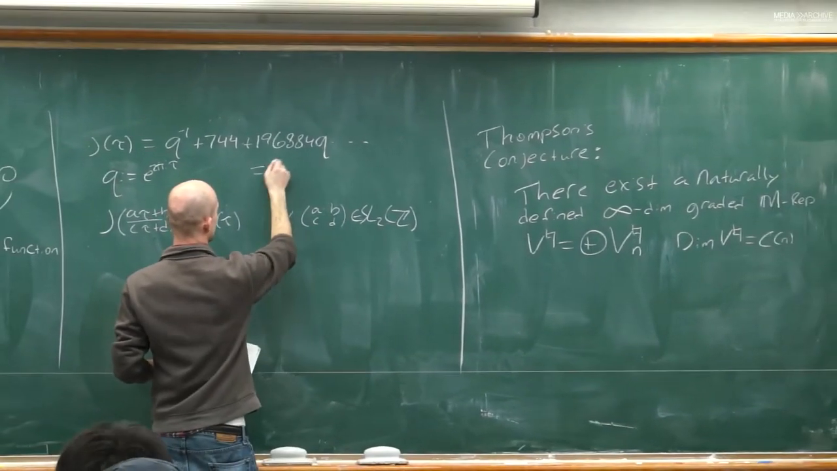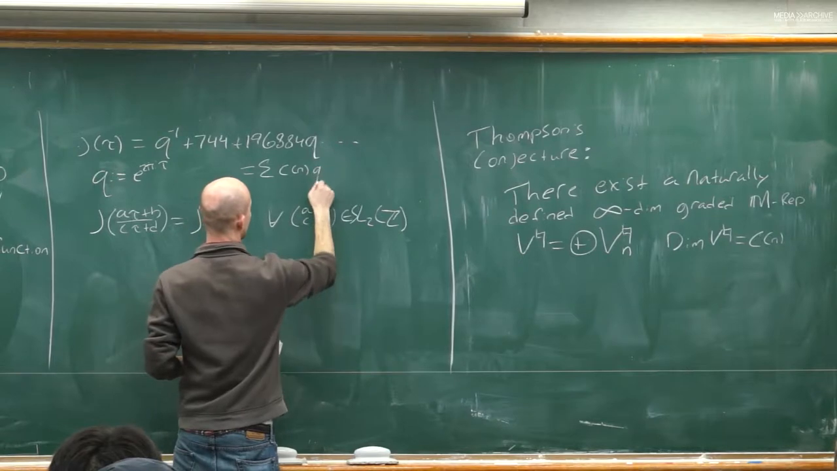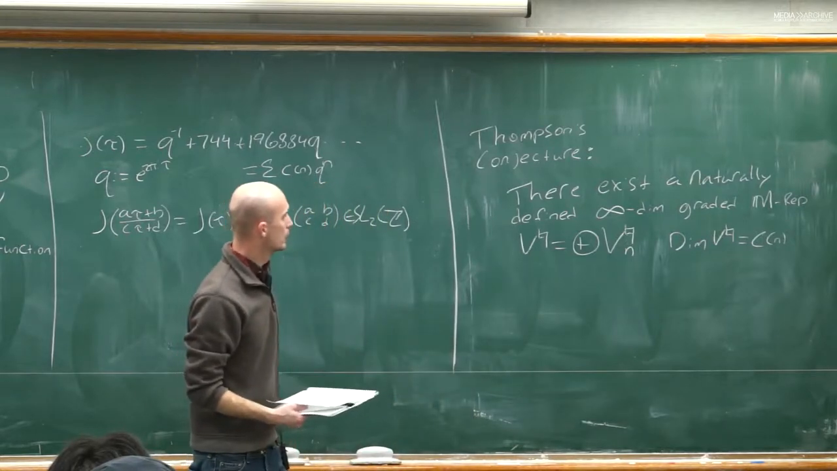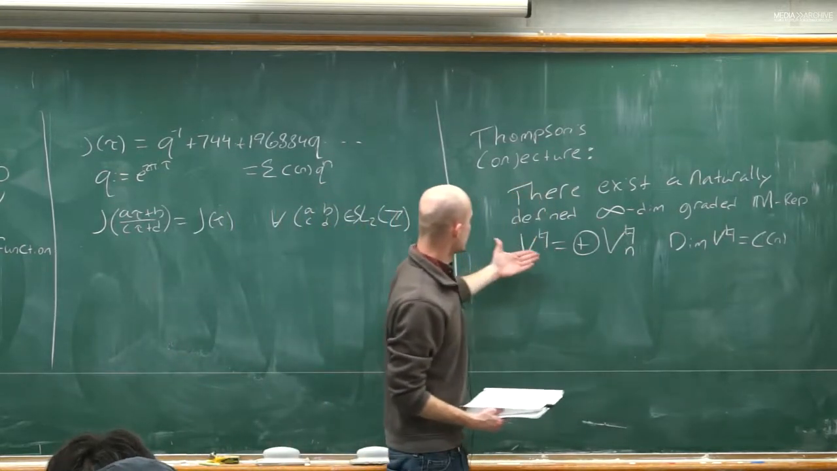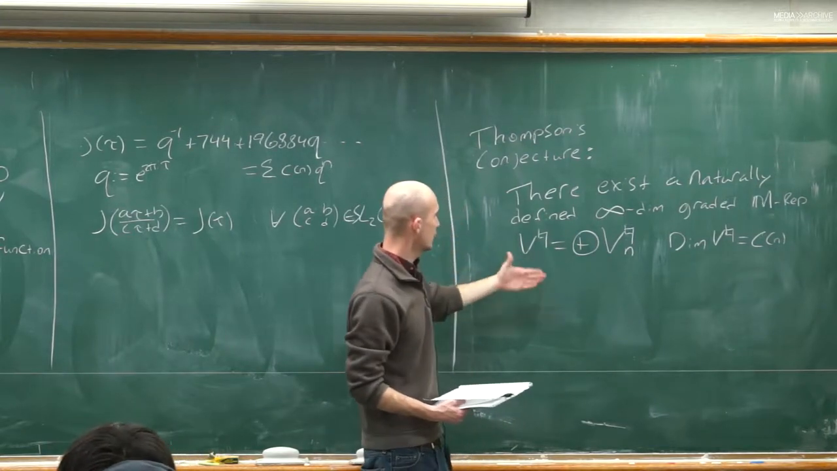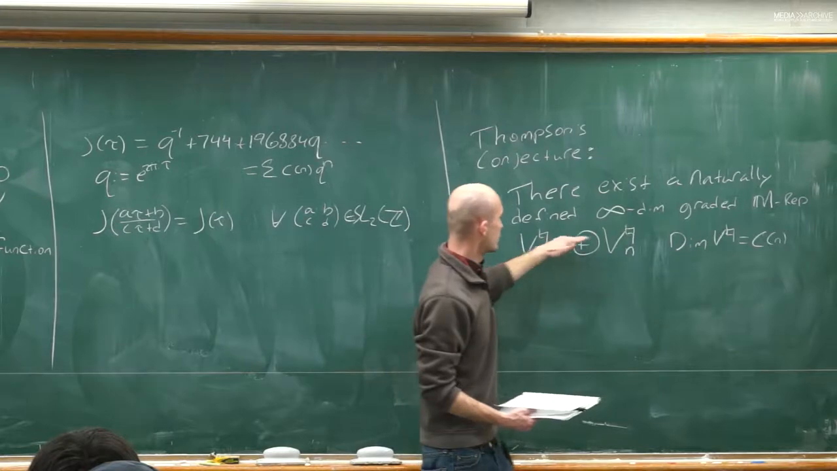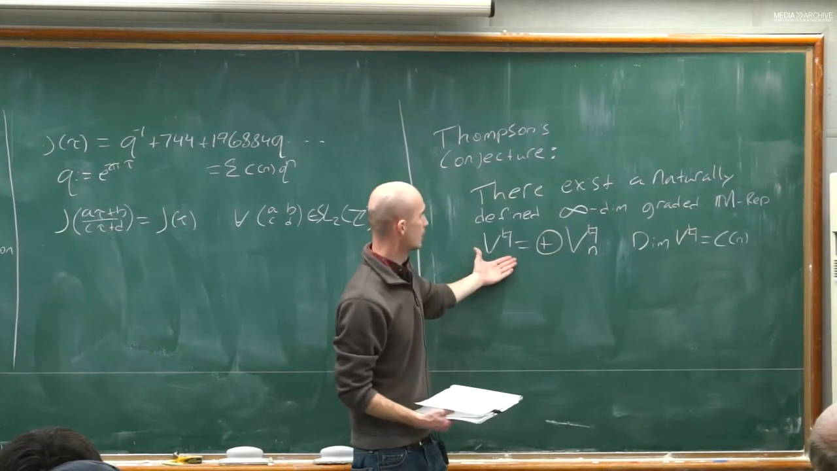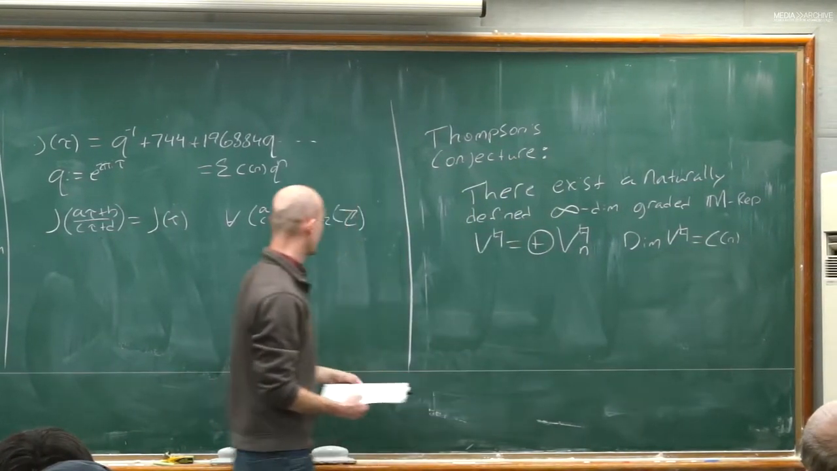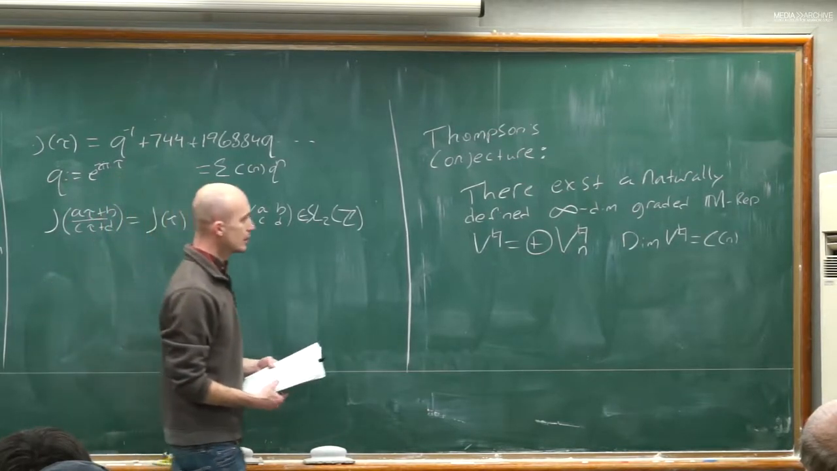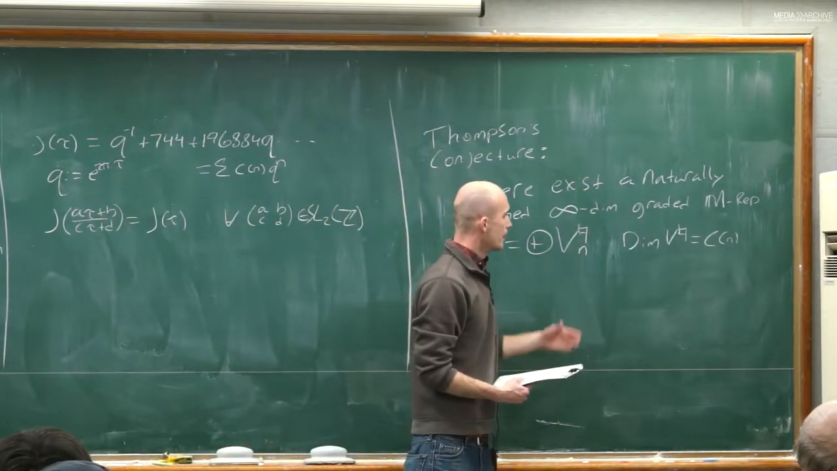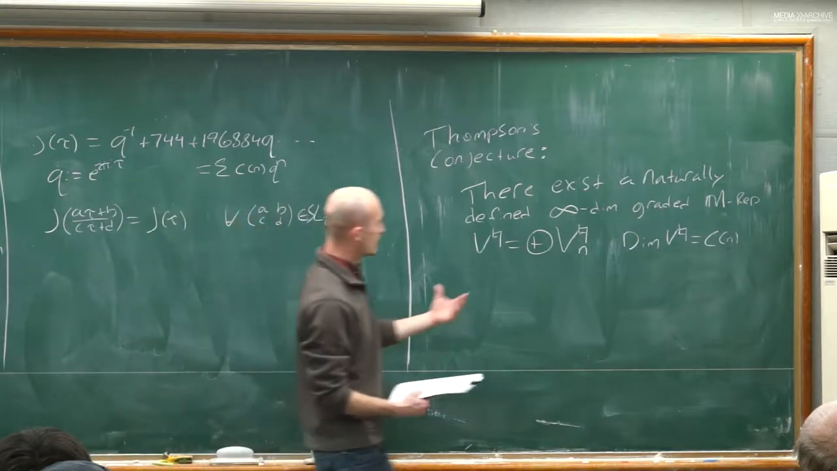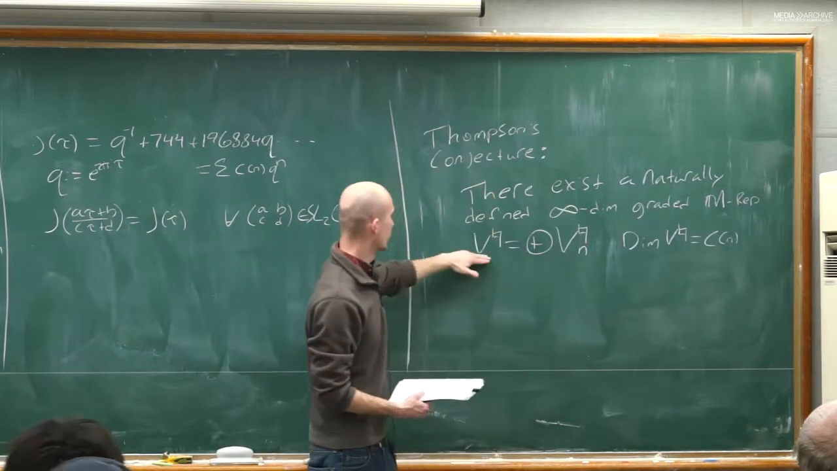Let me just define c(n) like this. So the c(n) are the coefficients of the J function. Thompson was suggesting that there should exist something that occurs somehow naturally in mathematics that has this structure. The dimension of these individual components for this monster module should be given by the coefficients of the J function. And then he suggested that maybe there might be a way to get other functions, something similar to the J function, if we did something a little bit different with this module.